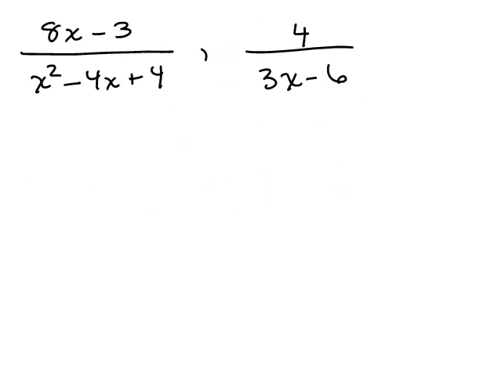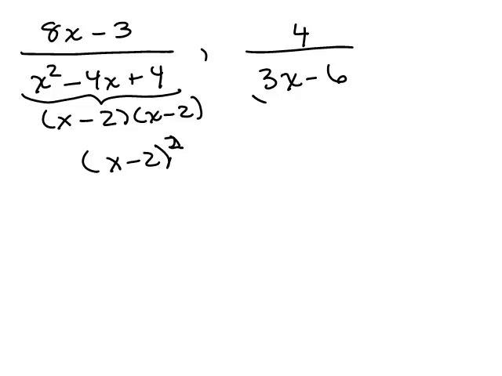All right, we have time for one more. All right, now, when we factor this denominator on the left, it's a perfect square. X minus 2 times x minus 2. But if we write that with the exponents, it would be x minus 2 squared. Okay? All right, now, for this one, so that's how we factor that one.